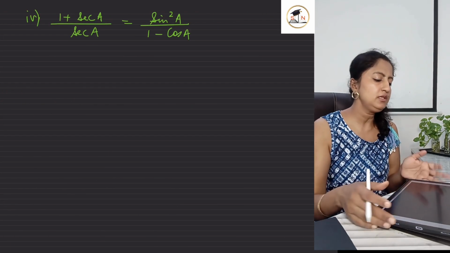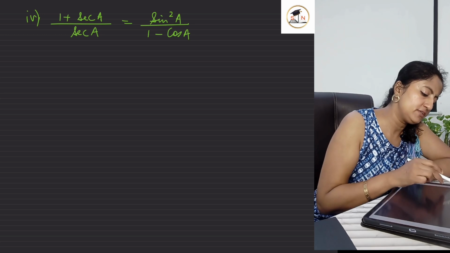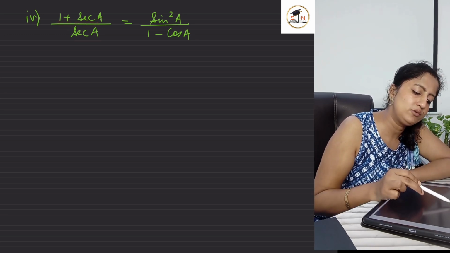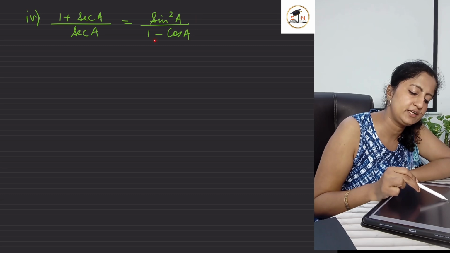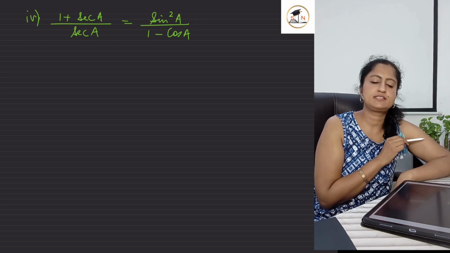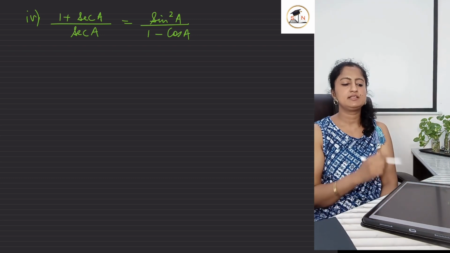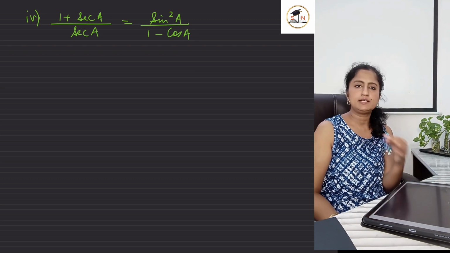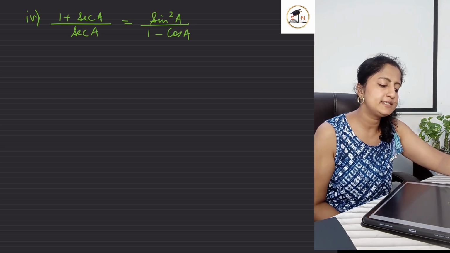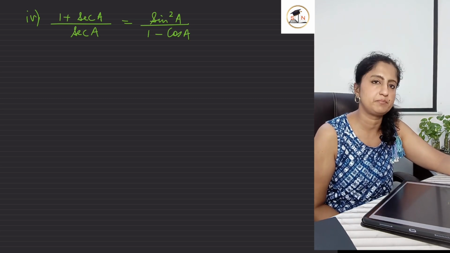Now, the fourth question over here says 1 plus sec a over sec a equals sine square a divided by 1 minus cos a. On the left, we have sec. On the right, we have sine and cos. Guys, I'm giving you a minute. Meanwhile, just think what needs to be done. What should be the first step?